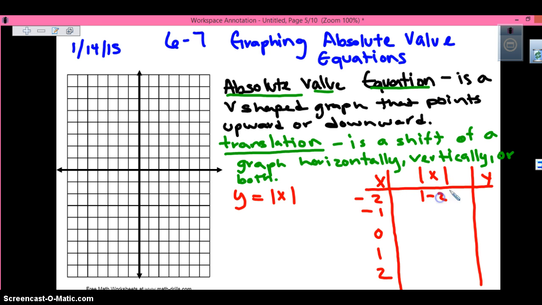That means the absolute value of -2 equals 2. The absolute value of -1 equals 1. The absolute value of 0 equals 0. The absolute value of 1 equals 1. The absolute value of 2 equals 2. If we plot these points, -2 and 2, -1 and 1, 0 and 0, 1 and 1, and 2 and 2, you can see how it forms a V shape.